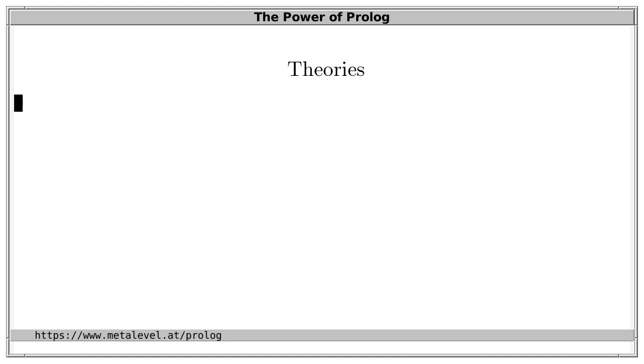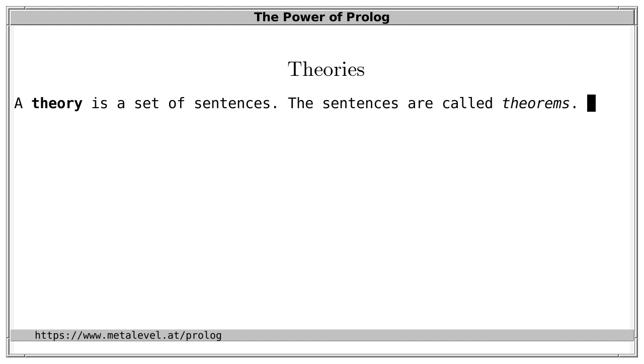A major attraction of predicate logic is that we can use it to define many important concepts, and we can then reason about them and derive logical consequences. And we can do this by defining a theory. We use the word theory quite liberally, so a theory is simply a set of sentences. And the sentences of a theory are called theorems. A common way to specify a theory is to state a set of sentences that are called axioms.